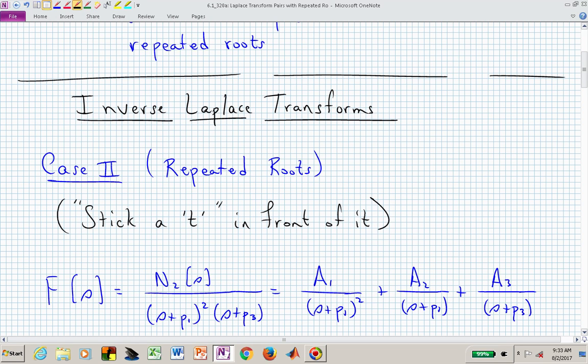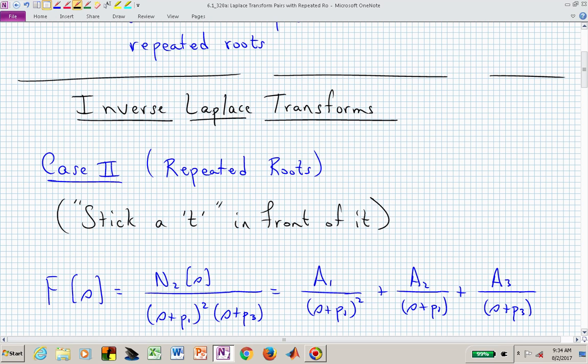Here is an example. Suppose we have a transform, capital F of s. Now we have 2 poles on top of each other, 2 roots of our denominator at s equal to minus p1. Those are the values of s that cause that denominator to vanish. We have another root of our denominator at s equal to minus p sub 3. That one is actually distinct.